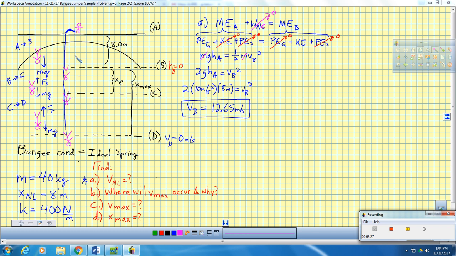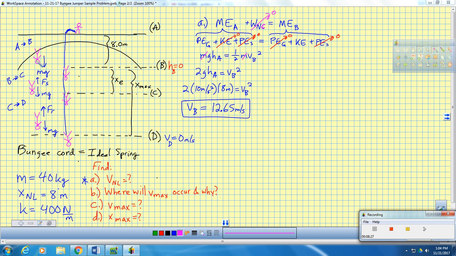Nobody thought it was going to happen there, where only gravity was acting. Nobody thought it was going to happen here, where they felt like the spring's force would probably be too large. Okay, so we just need to figure out which one is the right answer and why. So we're going to do that by looking at free body diagrams.